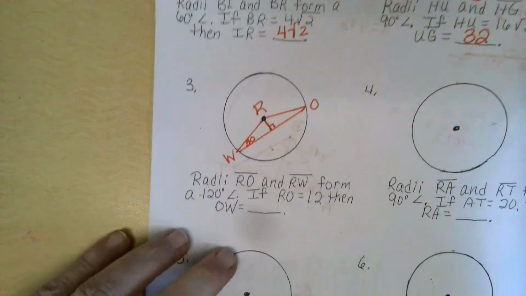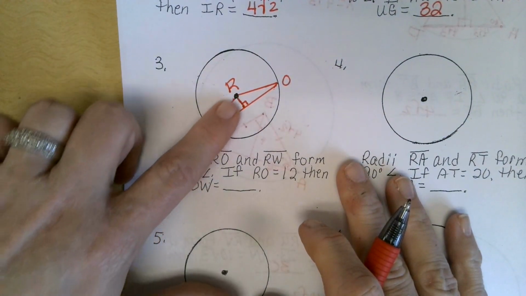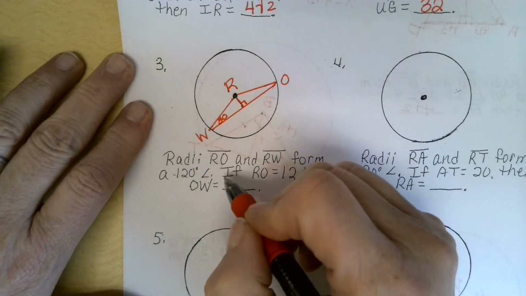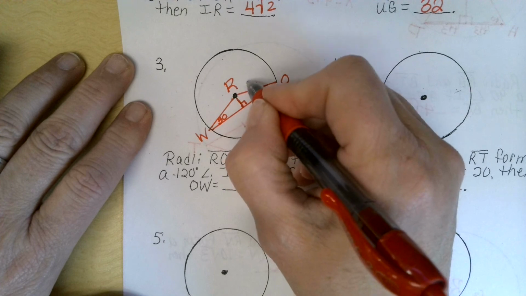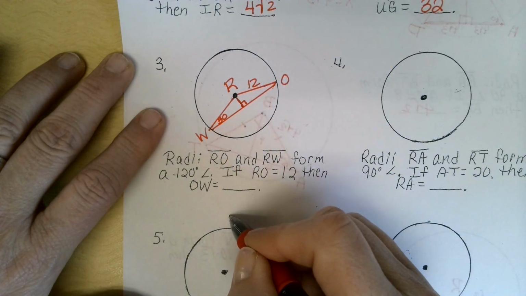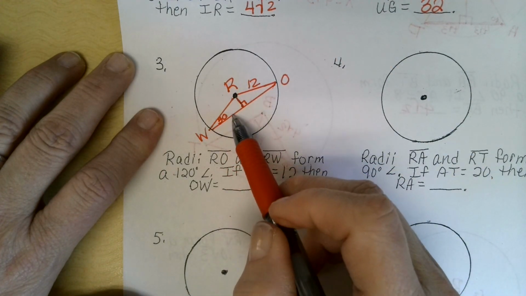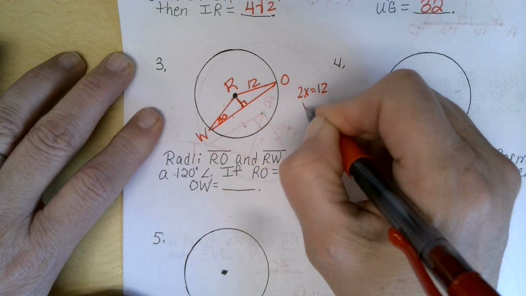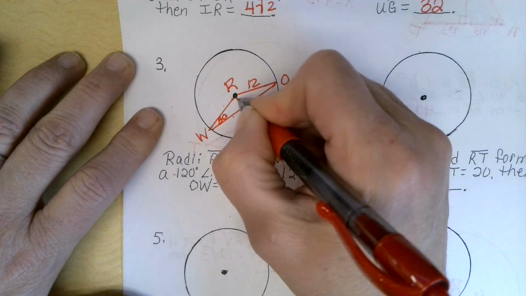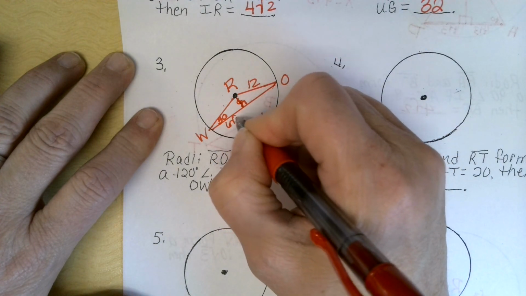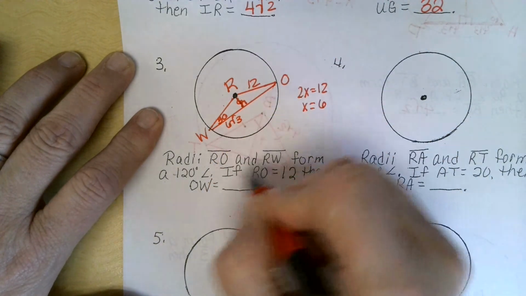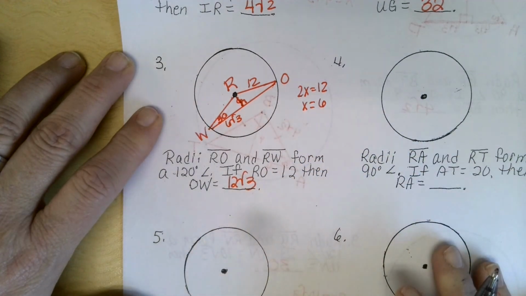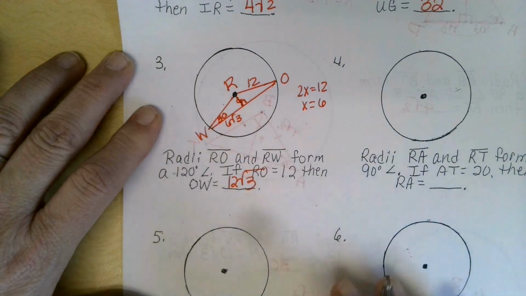See, these aren't bad at all. And then we have our 120-degree angle. So this is my 30, that's my 60. We are told that RO is 12. Okay, so this is x radical 3, 2x. 2x equals 12. X equals 6. That means this is 6. This is 6 radical 3. And then we want OW, which is 12 radical 3.